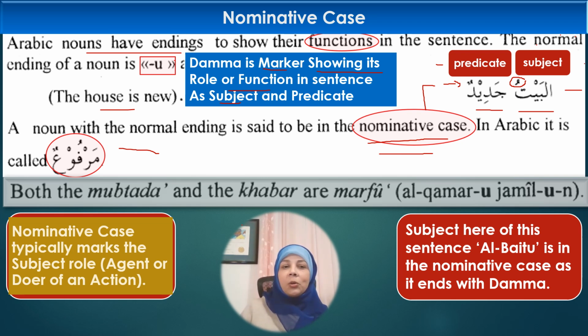Once again, because al-baytu is the subject of this sentence, it is in the nominative case, ending with the Dhamma, representing the subject role. And so the rule is that the mubtada and the khabar are marfu'un. This is the natural state of a noun, that it ends with a Dhamma unless something changes it.